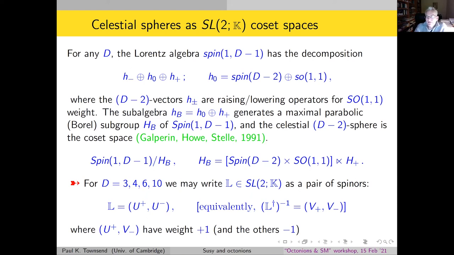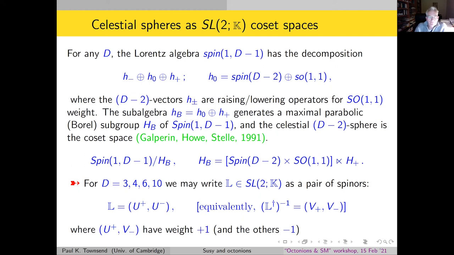And so if you take the coset space, if you basically divide out the Lorentz group by that subgroup, you get a compact space of dimension, which is exactly the right dimension. It's that dimension of K. So it's a sphere. So it's a D minus two dimensional sphere. And that's the coset space.